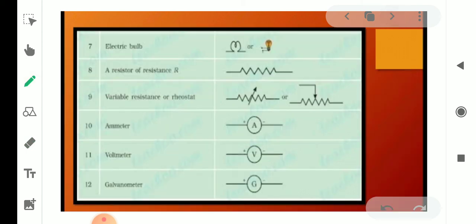So let us study the next component, that is the electric bulb. Yes, you can see the electric bulb symbol here.